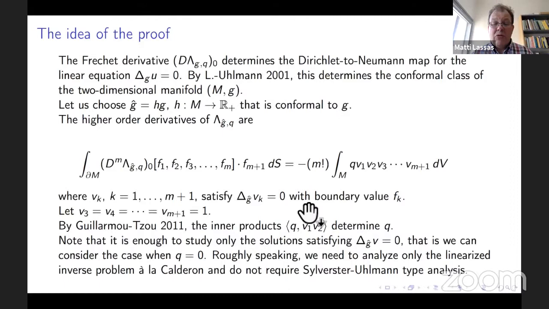I want to emphasize that here this proof also is much, much easier than these complicated proofs for linear elliptic equations. Namely, all analysis is done on the solutions of the linear equation without potential. So we can do our analysis in the case when Q is equal to zero. To put it very roughly, it's enough to consider the linearized inverse problems in the style of Calderón, and we don't require these technical deep results by Sylvester and Uhlmann.